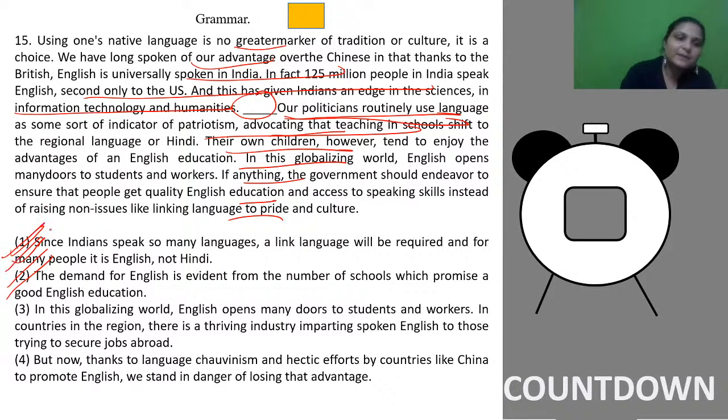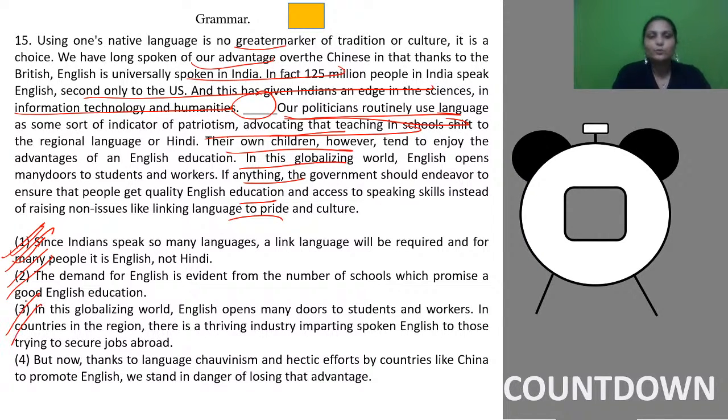Now, if that doesn't happen, this doesn't happen, let's come to option number 3. In this globalizing world, English opens many doors, and it's a thriving industry imparting spoken English to those trying to secure jobs abroad. It's a negative sentence, yes. But is it negative enough that it should continue with our politicians telling us that, for patriotism, you should start using a different language? Because the idea given in sentence number 3, which is that English has led to a thriving industry of English coaching institutes, and the idea given here that English should not be used because it affects our patriotism, are very different ideas. They will never go together, right? So it cannot be the sentence there.